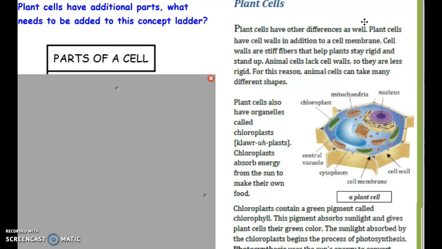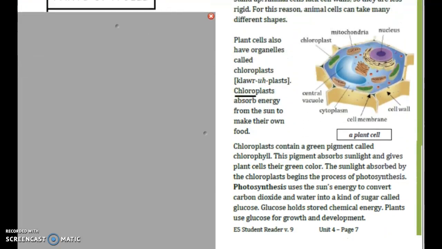Plant cells also have organelles that are called chloroplasts. And that word chloroplast, I think I know that word, like chlorophyll, or whatever, it has something to do with that. Chloroplasts absorb energy from the sun to make their own food. Chloroplasts contain a green pigment, called chlorophyll. This pigment absorbs sunlight and gives plant cells their green color. The sunlight absorbed by the chloroplasts begins the process that we know as photosynthesis.